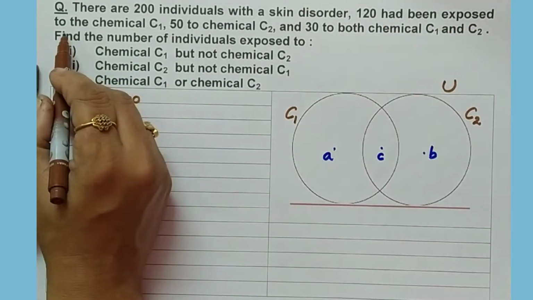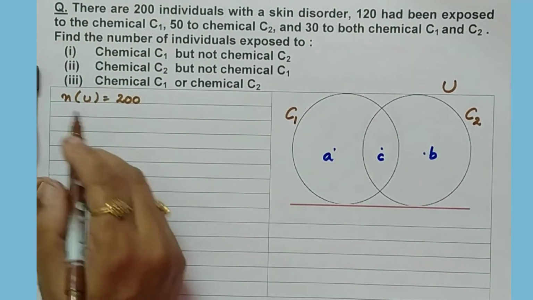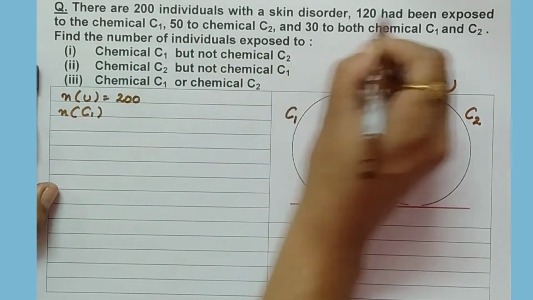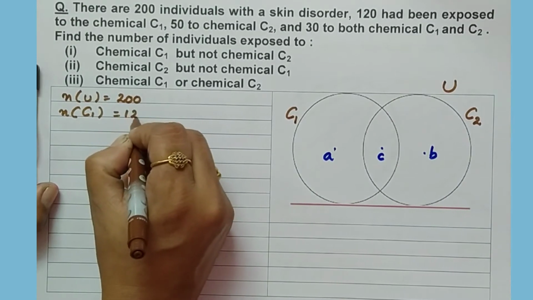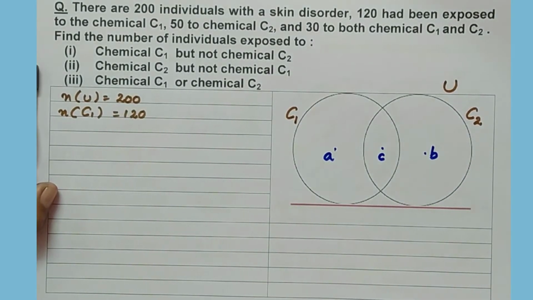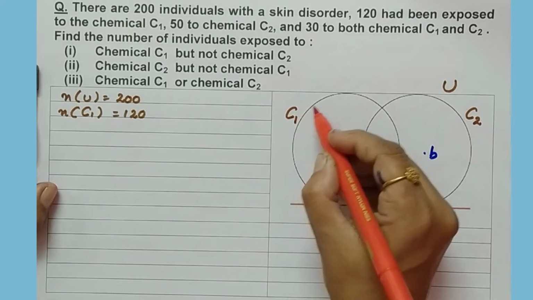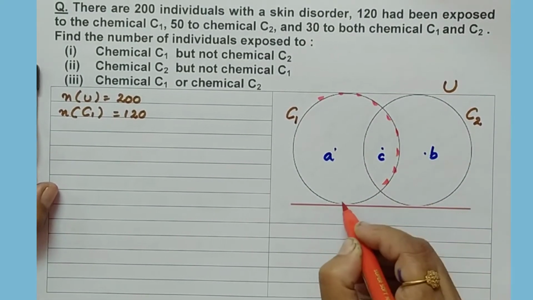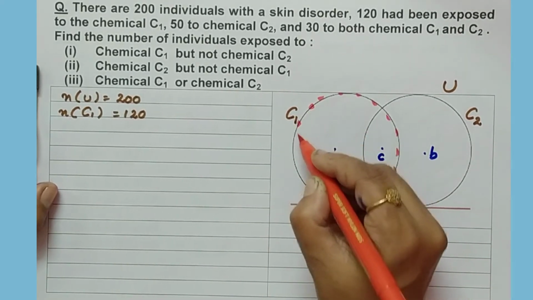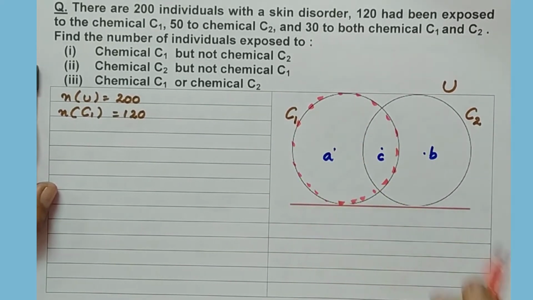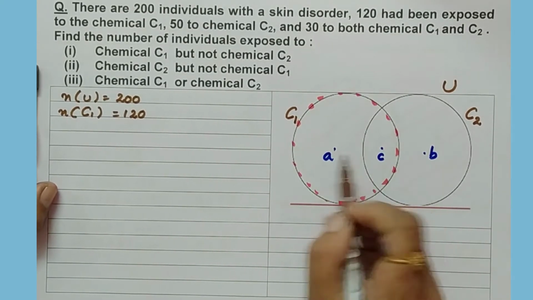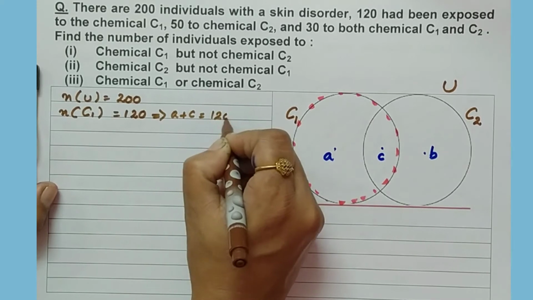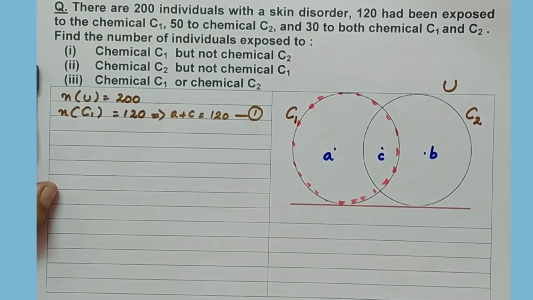120 had been exposed to chemical C1. So, the number of elements in chemical C1 that is given to us is 120. Look at the figure. What about the chemical C1? Chemical C1 represents the set which consists of this much area. This much represents the area C1. So what you want to do? A plus C will be, which implies A plus C equals 120. Take it as equation number 1.